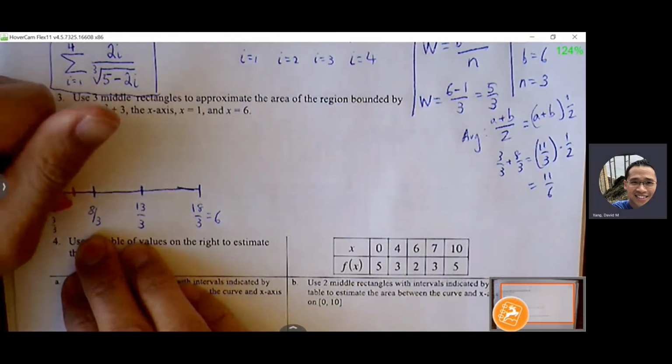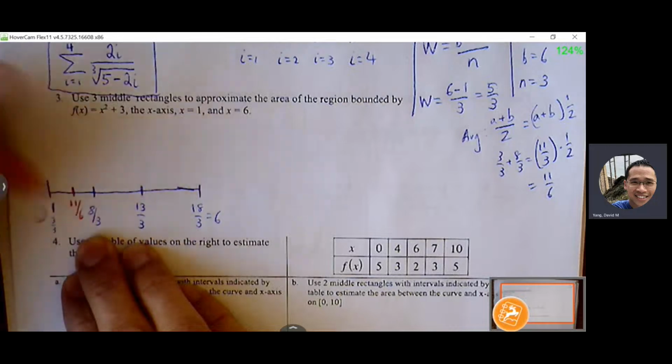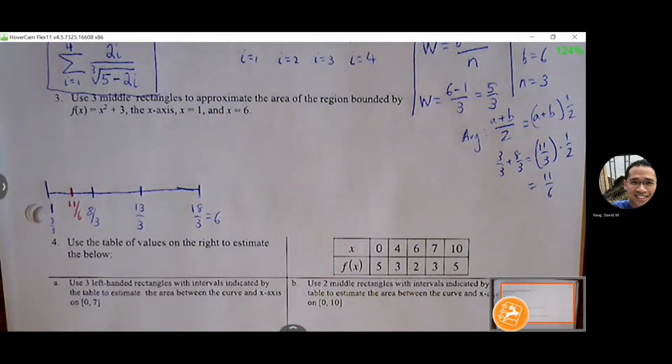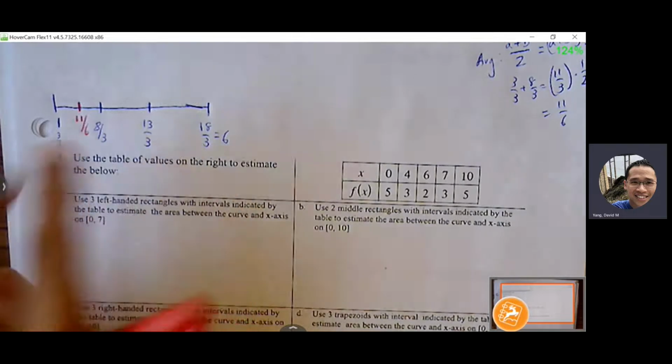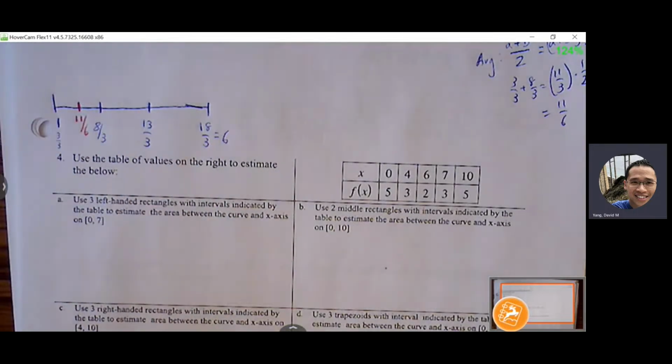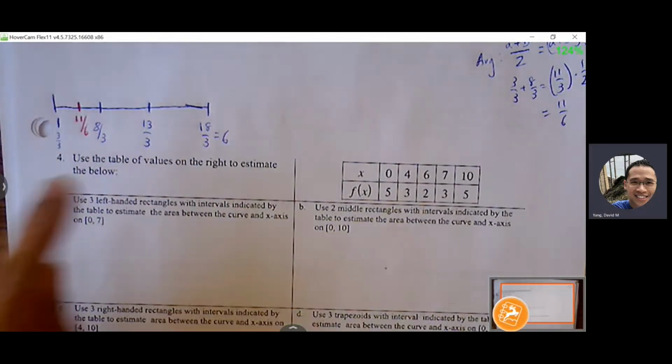I'm sorry? Like, can you not say, like, divide 5 over 3 by 2? You mean 11 over 3 by 2? Because we're trying to find the average of two numbers, so I've got to add them together before I divide by 2. Were you subtracting?